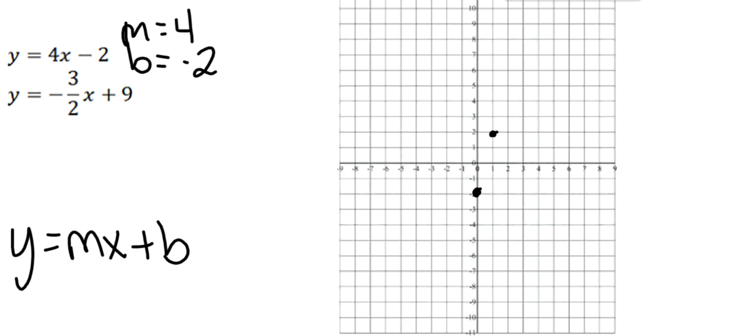Making sure I'm very precise on how many I go up and down. So now I'm going to go back to my negative 2 and go down 4 and to the left 1. I'm going to draw my line. There we go. So this is my first equation of y equals 4x minus 2.